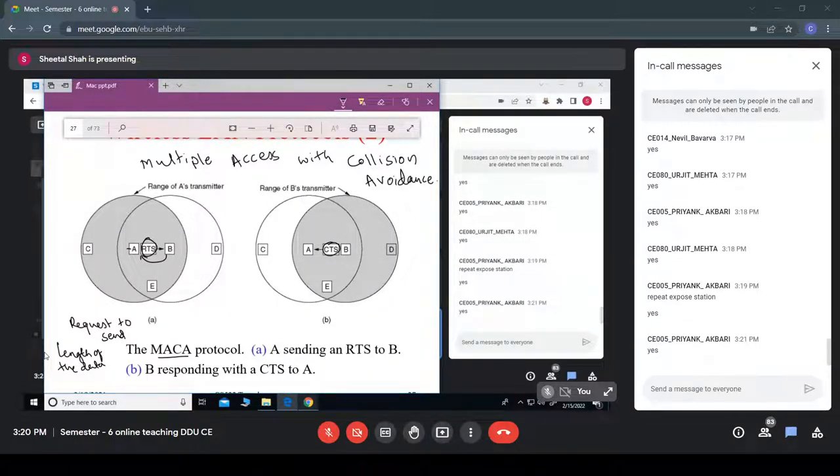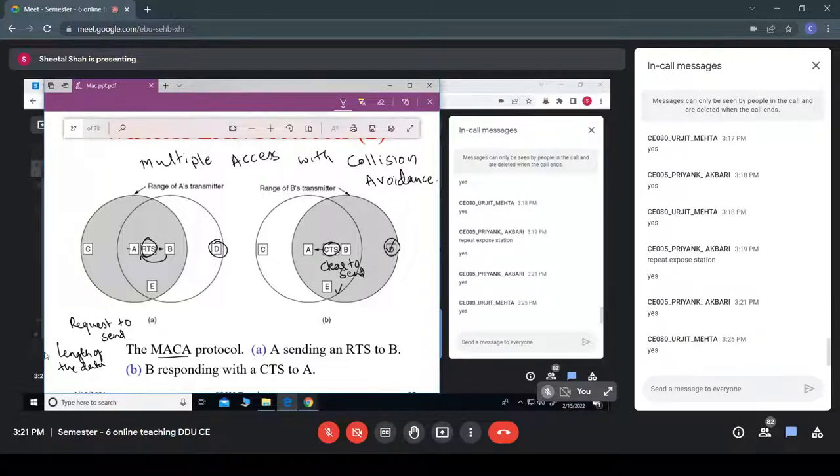This signal is known as a CTS, that is, clear to send. So A sends an RTS signal saying that it wants to send a frame, and this RTS signal is heard by all the hosts in this area. But the RTS signal cannot be heard by station D because it is away from A. However, when B sends this CTS, it is heard by D, E, etc. Are you getting my point? So station D does not receive the RTS, but it can hear the CTS.